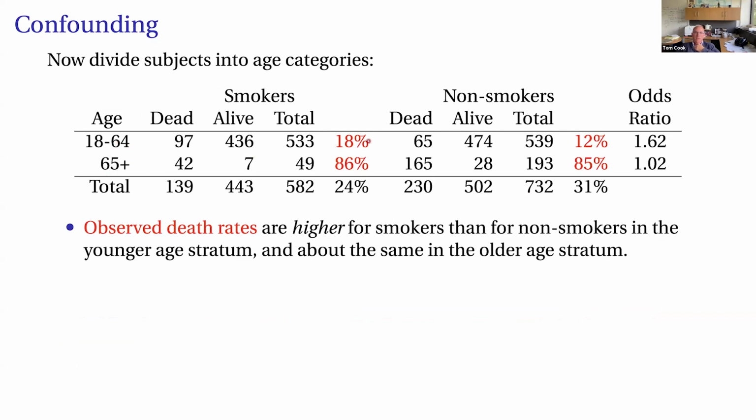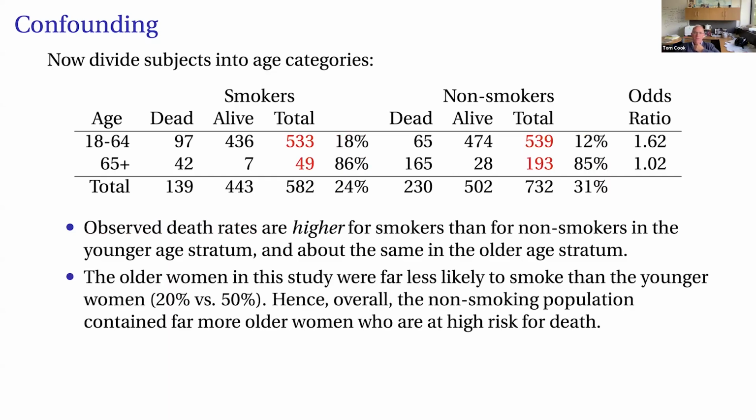We see in the younger women that the observed death rates are higher among smokers than non-smokers. So here the odds ratio is bigger than 1. It's flipped from being less than 1 to being greater than 1. And of course, in the older women, the vast majority of them died in the intervening years, and the mortality rates are about the same.